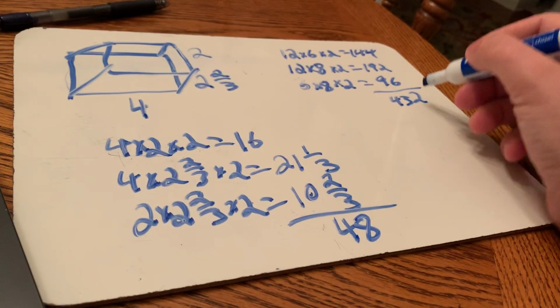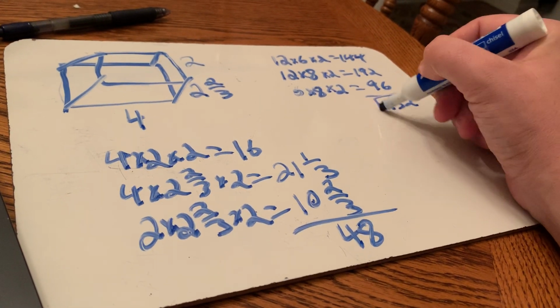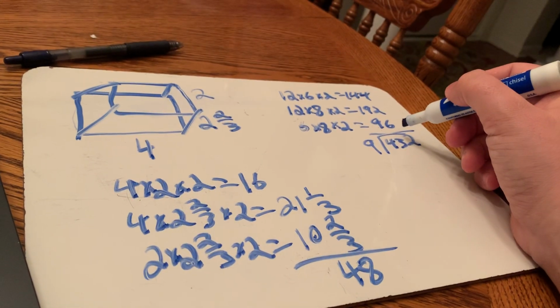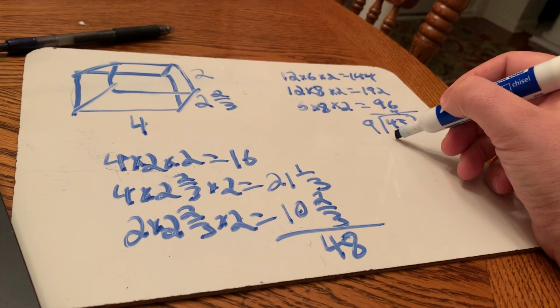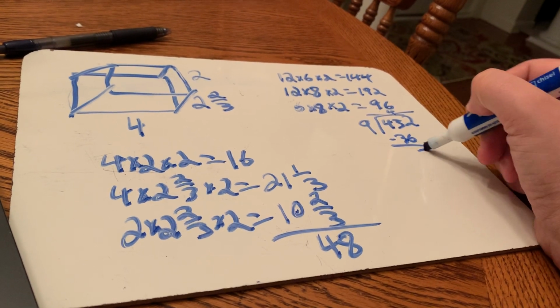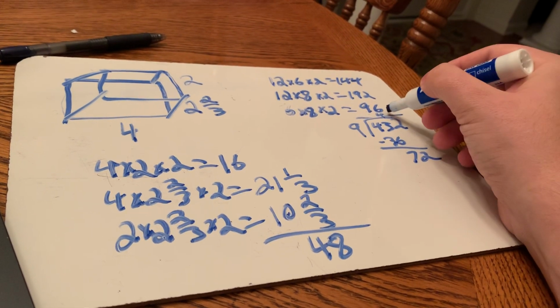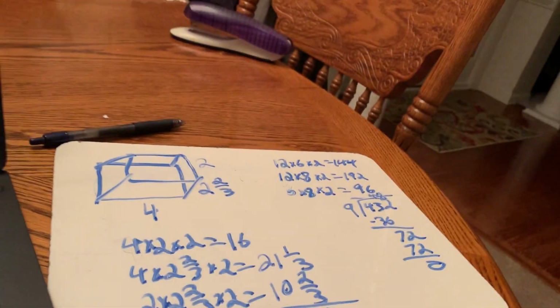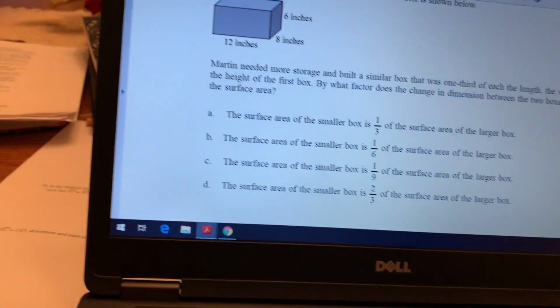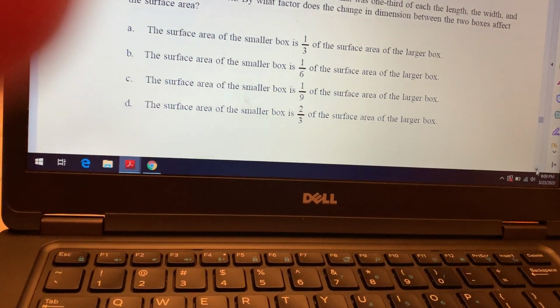So 48. Let's see what happens if we divide 432 by 9. Again, I'll just do it here. I could put it in the calculator. 9 goes into 43 4 times. 9 times 4 is 36, leaving 72. 9 goes into 72 8 times. 72, 0. Yeah, so we did get 48. All right, so it does match up. So it's 1/9. C.